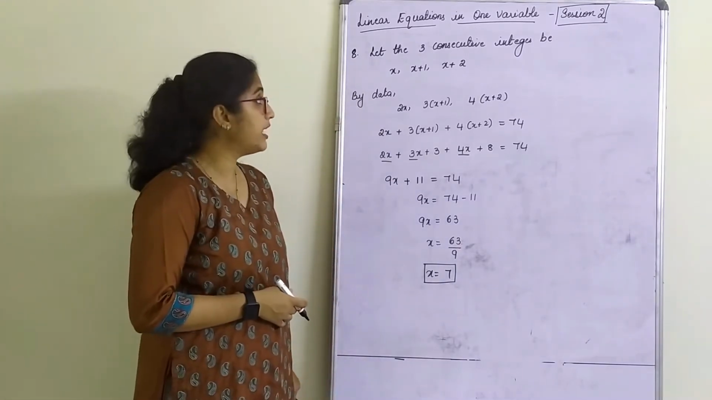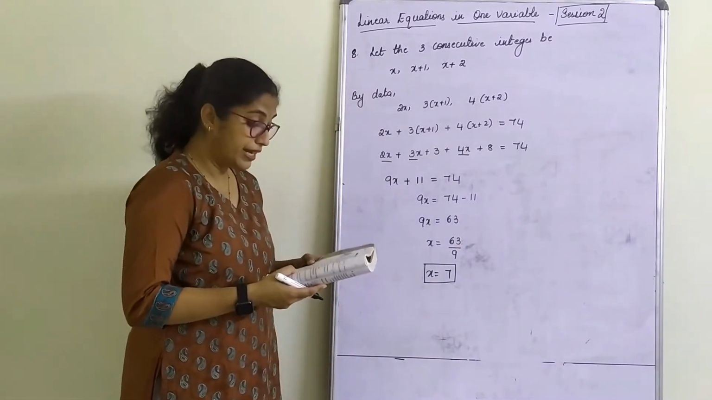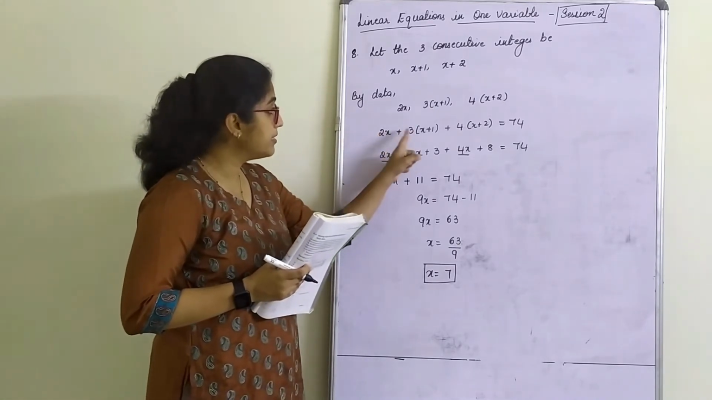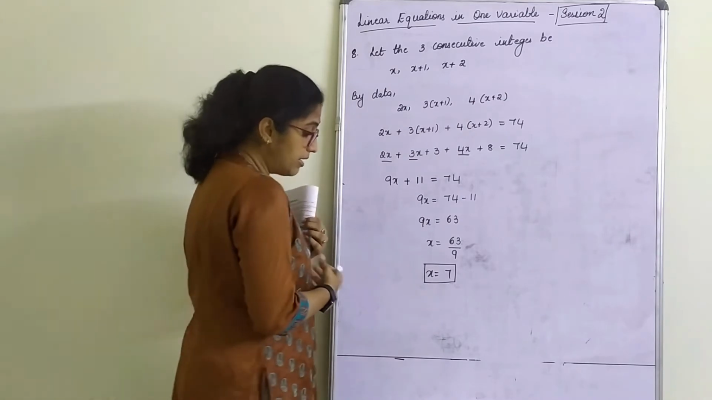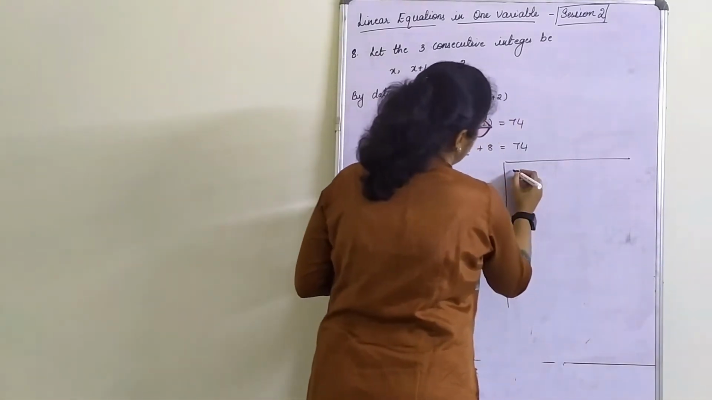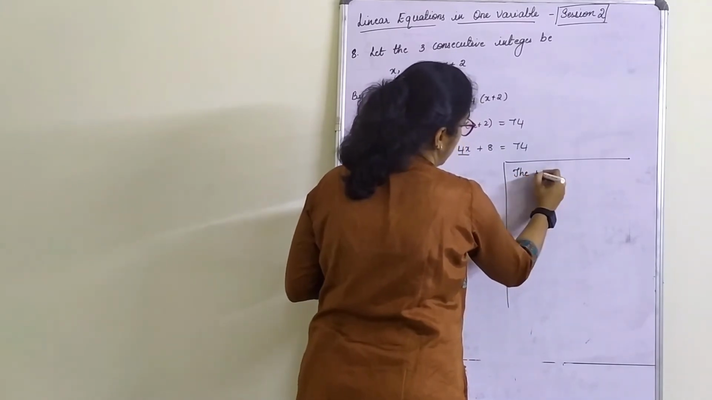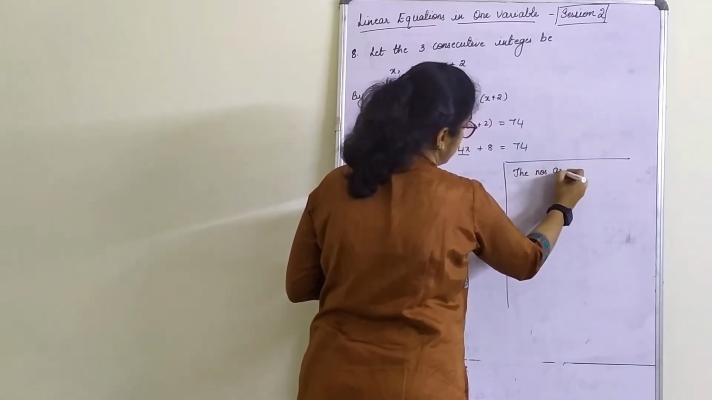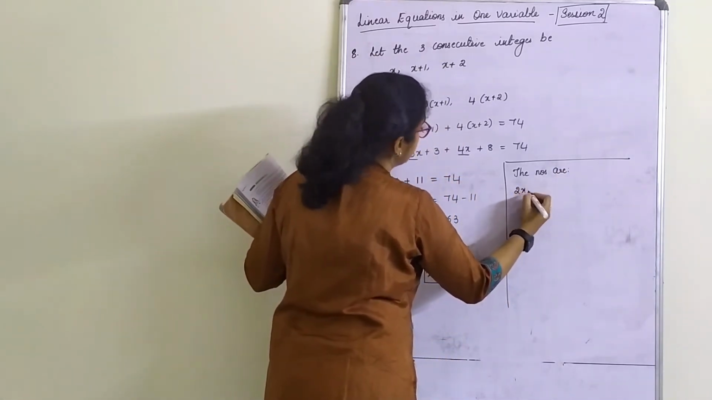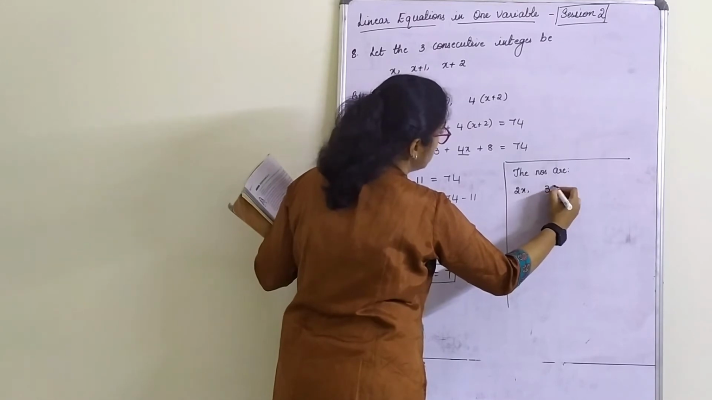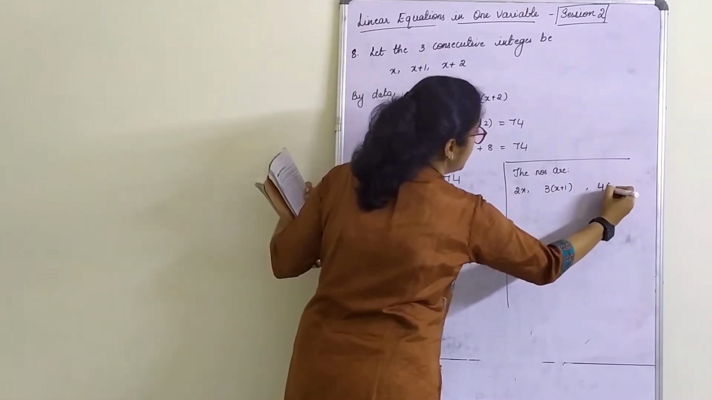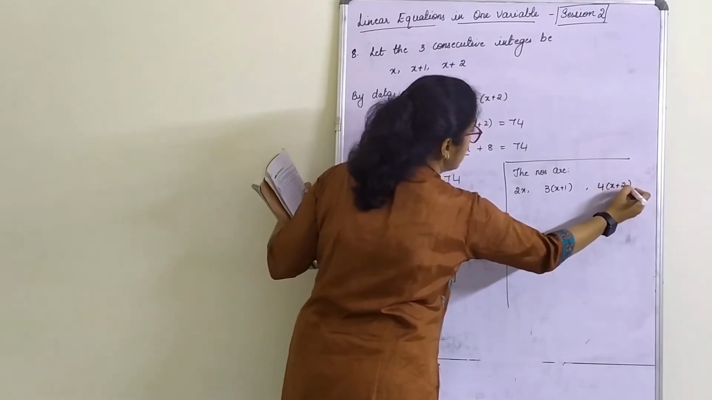Therefore, we got the x value as 7. Now what do we have to find? We have to find the numbers. That is, when multiplied by this and this, what are the numbers we need to find? I'll just write that here. Therefore, the numbers are: what's the first number? It is 2x. What is the second number? 3 of x plus 1. And what is the third number? 4 of x plus 2.